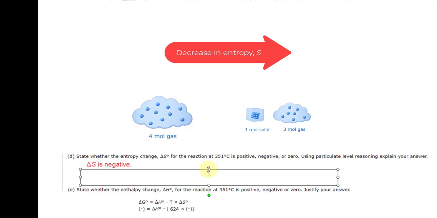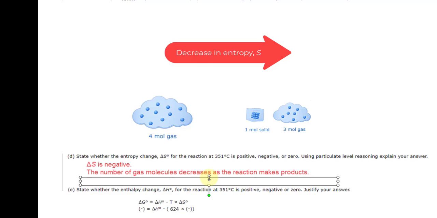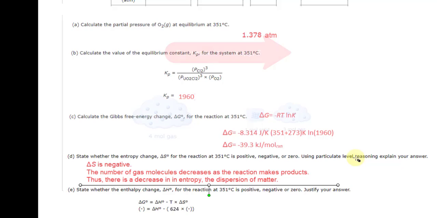Now, let's give the reason. The number of gas molecules decreases as the reaction makes products. That would be explaining the particulate level. We're saying fewer molecules of gas. You could say as a solid where the particles are locked together. That would work too. Thus, a decrease in entropy, the dispersion of matter. You don't have to write any more than that. Don't write a paragraph. The more you write, the more likely something can be said that's wrong. And if you say one thing wrong in your statement, everything is lost. It's called shooting yourself in the foot.